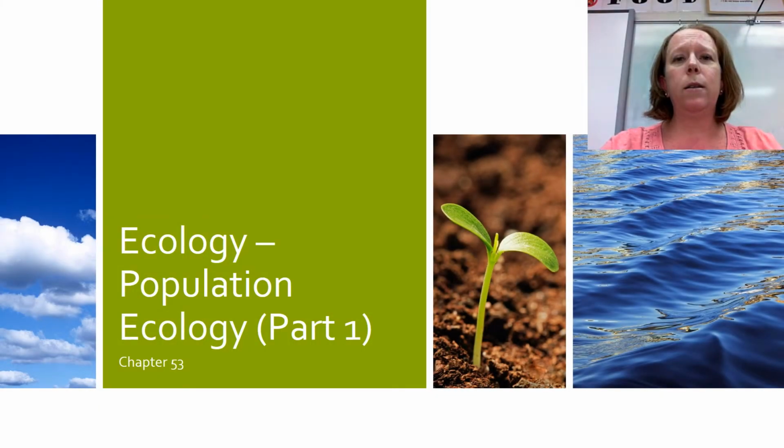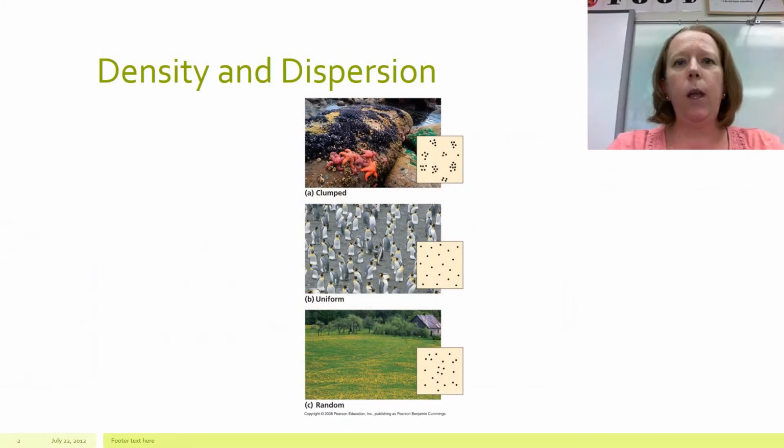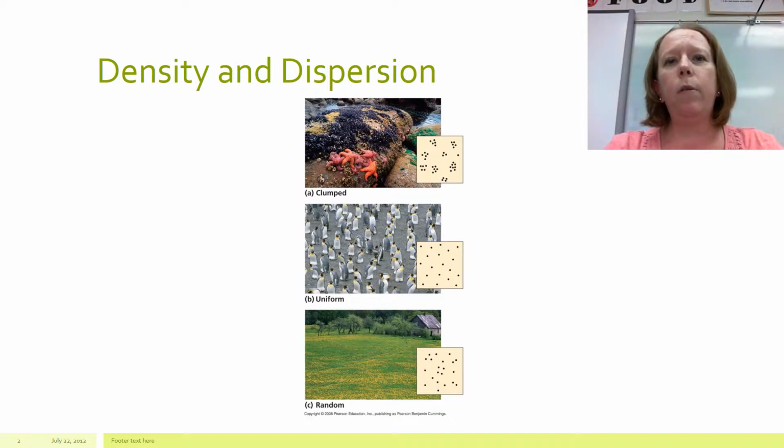One of the main areas that ecologists study is populations. And a population is a group of individuals of the same species living in the same place at the same time. One of the things that population ecologists look at is a population's density, which is how many individuals there are per unit of area. So they might look at something like the number of bacteria per milliliter, or the number of cows per acre, something like that.